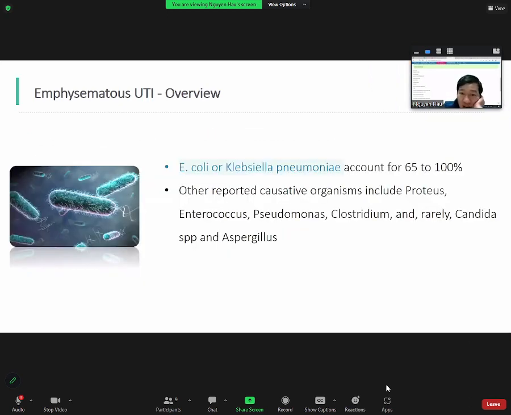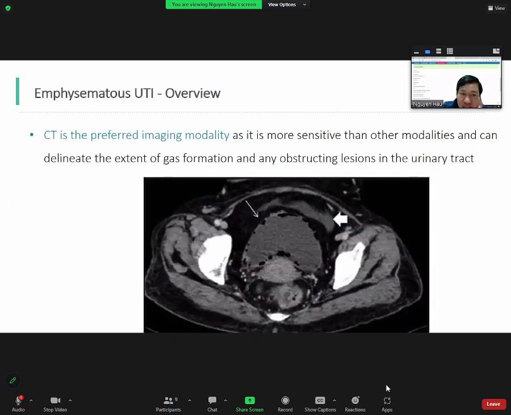E. coli or Klebsiella pneumoniae account for 65 to 100%. Others reported include Proteus, Enterococcus, Pseudomonas. CT scan is the preferred imaging modality because it is more sensitive than other modalities and can show you the extent of gas formation and any obstruction in the urinary tract.